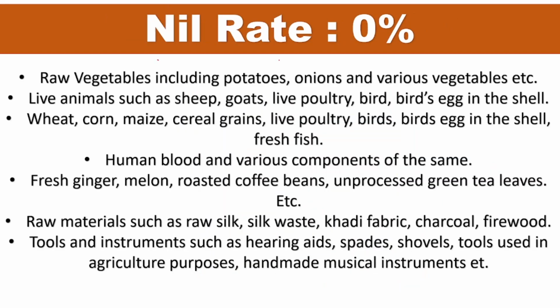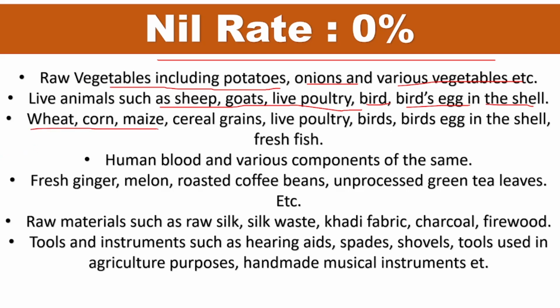First one is nil rate. Nil rate means zero rate. This nil rate is imposed on raw vegetables like potatoes, onions, and various other vegetables. Then when you purchase animals such as sheep, goats, live poultry, birds or bird eggs in the shell, zero rate tax is applied. Or wheat, corn, maize, cereal grains. Fresh fish too. So nil rate means no tax. You need not pay any tax.